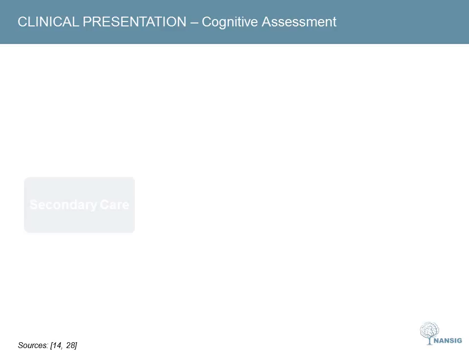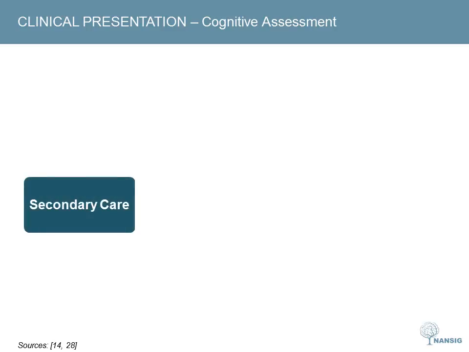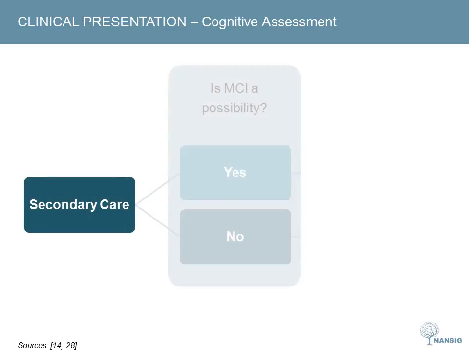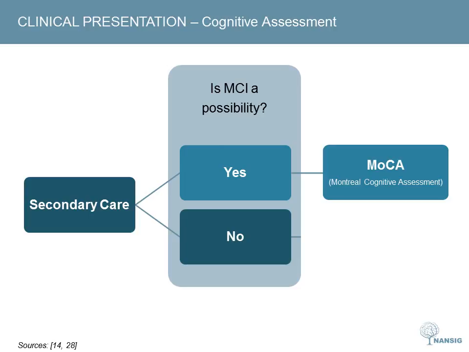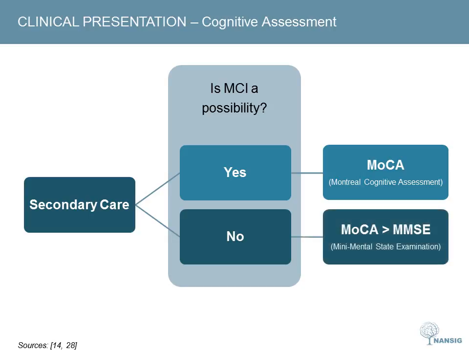Secondary care is a bit different. You should consider whether the patient might have mild cognitive impairment. If this is a realistic possibility, use the MOCA because this test was designed specifically to separate mild cognitive impairment from dementia and from normal controls. If you think mild cognitive impairment is not a likely diagnosis for this patient, then you can use the MMSE when under time pressure. Ideally, though, the MOCA would still be preferable.